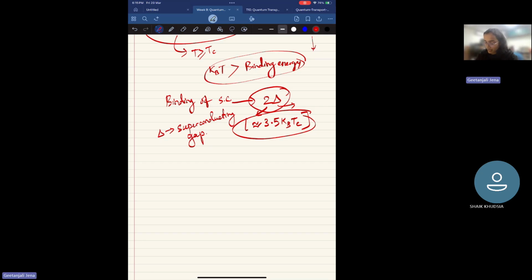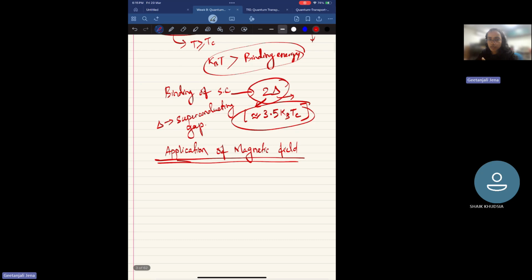Okay. So next, we will see what will happen when we apply a magnetic field. This is the application part. Now we know what a superconducting state is, how they are formed, where they are formed, and what their binding energy is. Now let us see what will happen if we put a superconducting material in an external magnetic field, and what will happen when we increase the magnetic field, whether the superconducting state survives, or whether we'll see other behavior of these superconducting states.